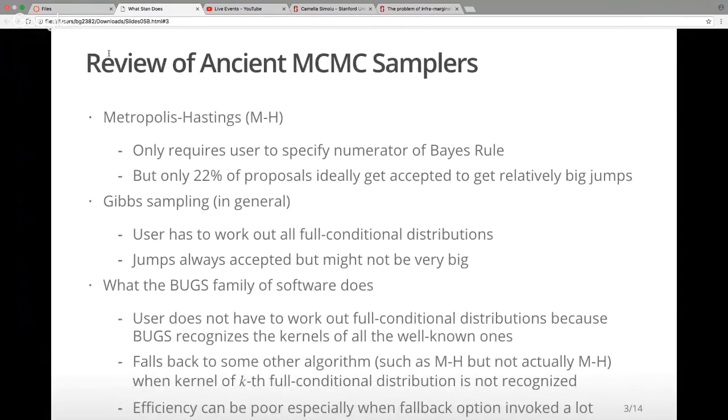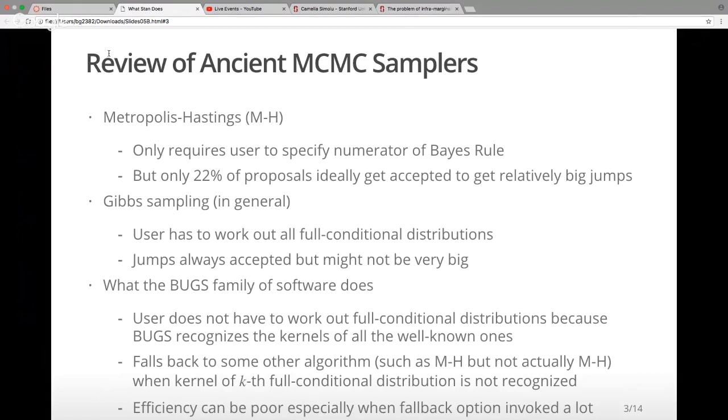So to review where we picked up last time, Metropolis-Hastings was sort of the original MCMC thing. It was used in the Manhattan Project and actually written up in the Journal of Chemical Physics, but not that many statisticians were reading the Journal of Chemical Physics in the 1950s.